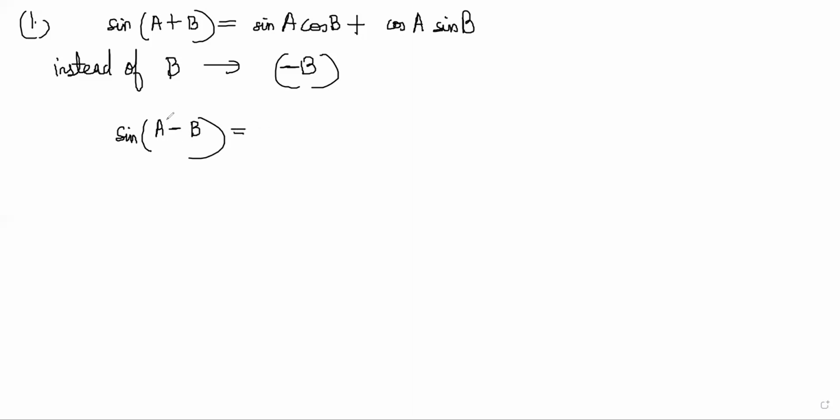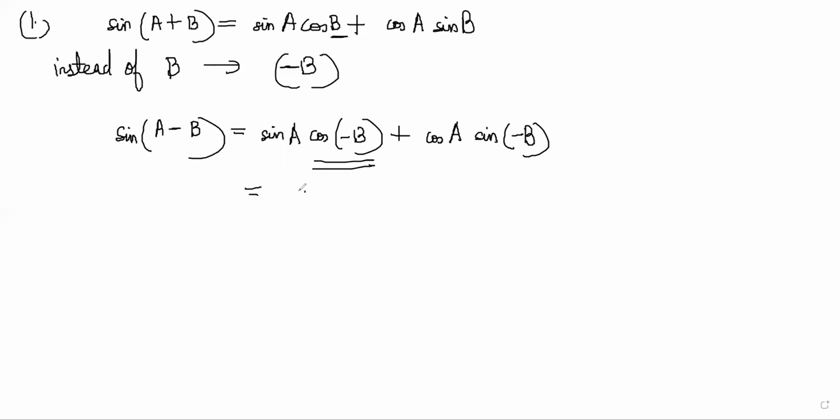So that will be equal to sine A cos of minus B plus cos A sine of minus B. Now use the property we just learned. Cos of minus B is the same as cos B, and sine of minus B is minus sine B. So this is sine A cos B minus cos A sine B. That is your new formula for sine of A minus B.